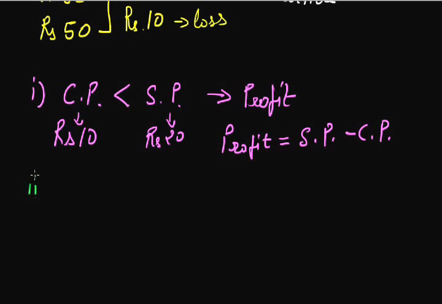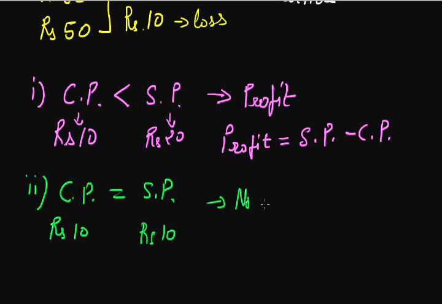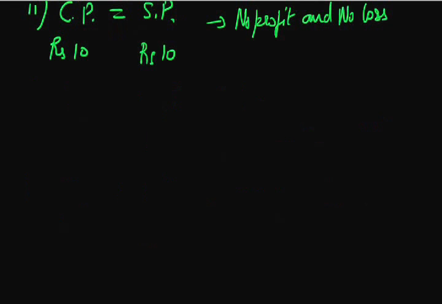Second case, when the cost price is equal to the selling price. That is, if we buy an article at rupees 10 and sell it at the same price, that is at rupees 10, then there is no profit and no loss.